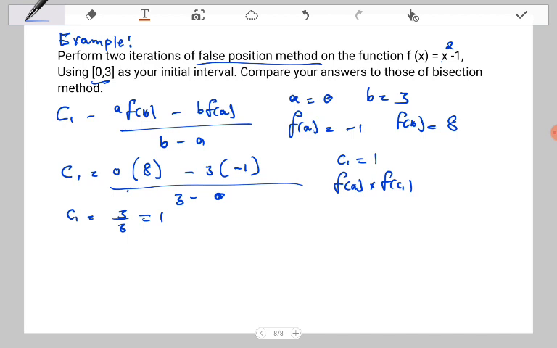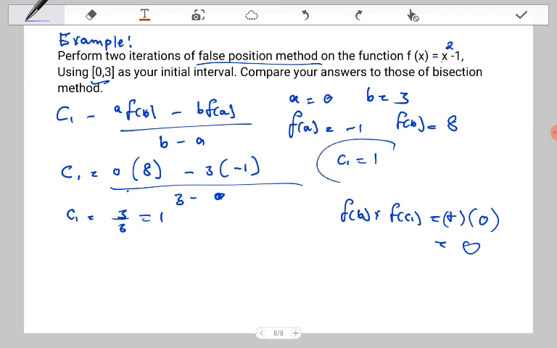Let's use f of B times f of C1. This one here gives us zero, so let's leave that and try this one. f of B is positive, and f of C is 0, so it gives you 0 also. That means that C is the root, not just a point in the interval, because when you multiply both of them you get 0.